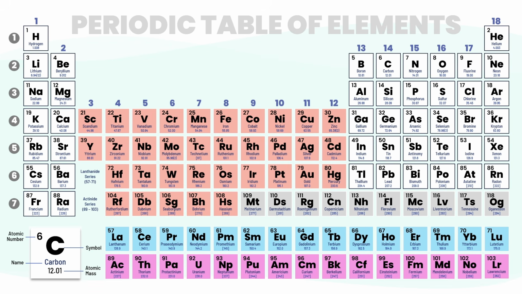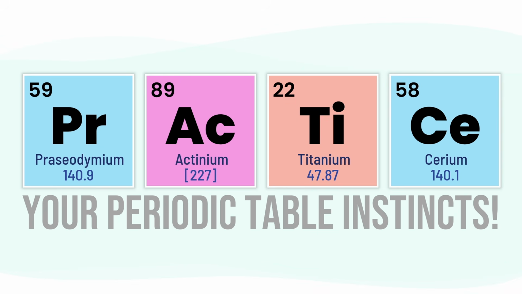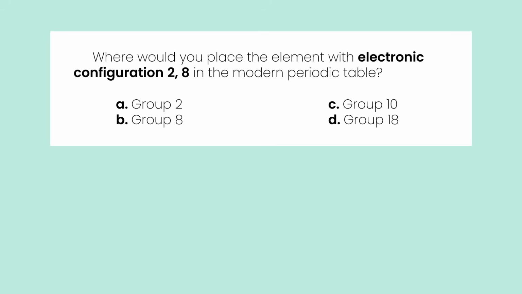So while the main groups follow clear valence patterns, exceptions like this remind us that the periodic table has its quirks. Now that we have explored the structure, the periods, the groups, and even these special cases, it's your turn to spot the patterns. Ready for a quick challenge? Let's dive in. Let's try this.